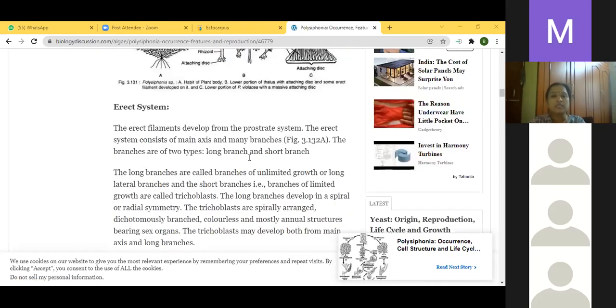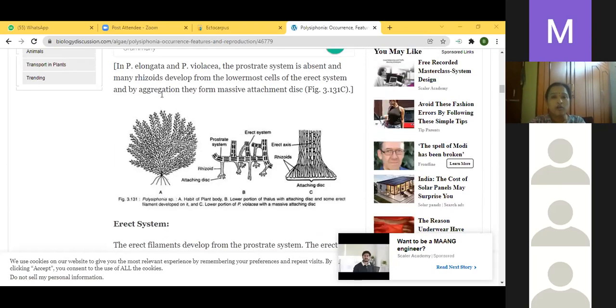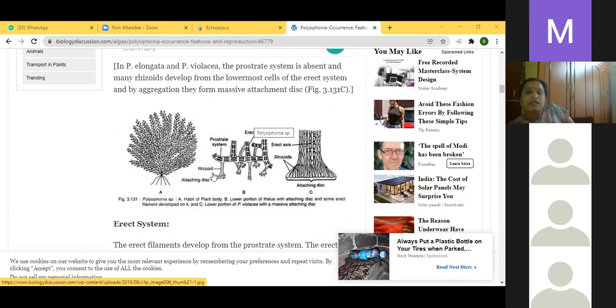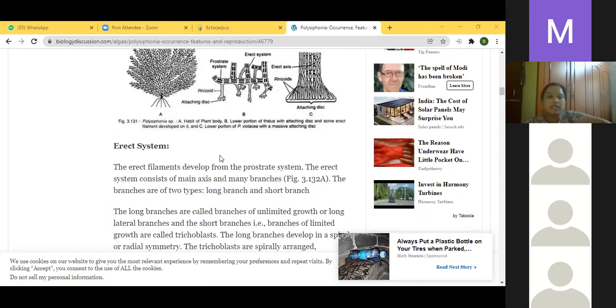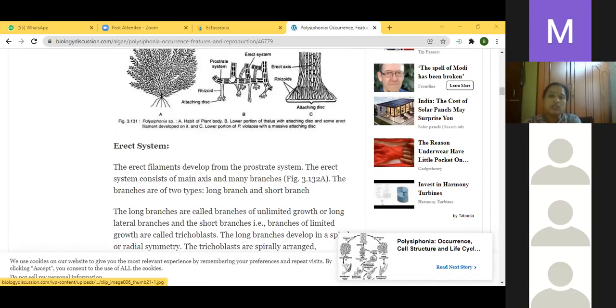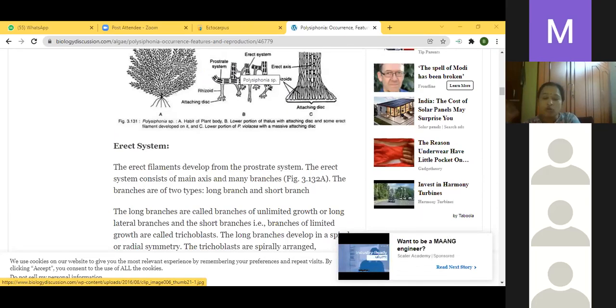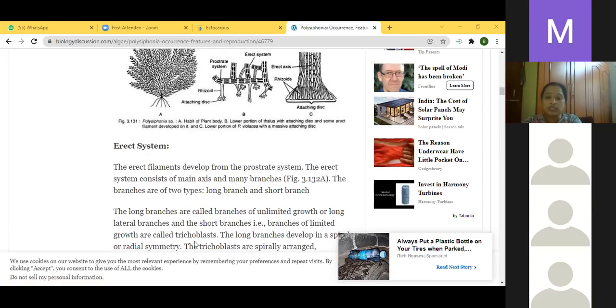Where the long branch is there, in that long branch, unlimited growth is there. This is a long branch. These long branches always have unlimited growth; they are the long lateral branches. Next one is the side branches, called the short. That is called limited growth. Long branch is always unlimited growth. Short branches are always limited growth. That is called trichoblast. Very, very important.